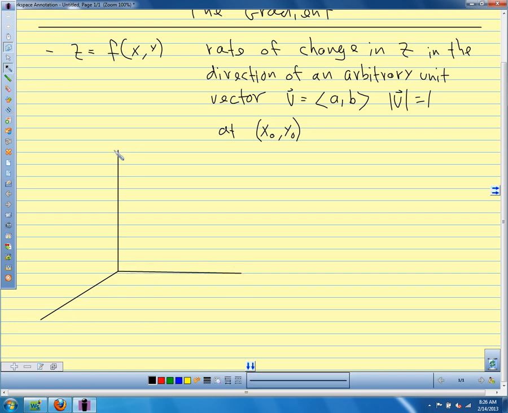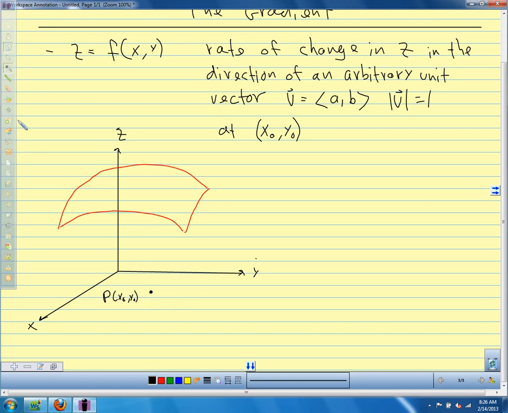So there are axes, x, y, z. I was thinking in two dimensions. Here's our surface up above the plane, some nice surface. And down here in the xy plane, we have our point (x0, y0), and that's the point that we're interested in.